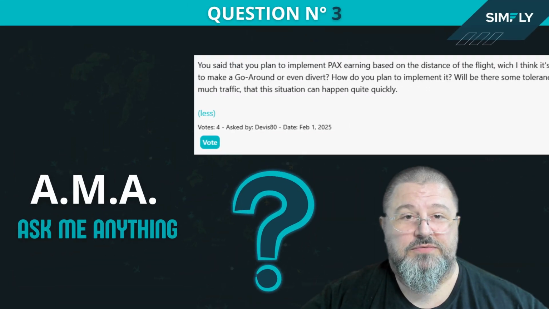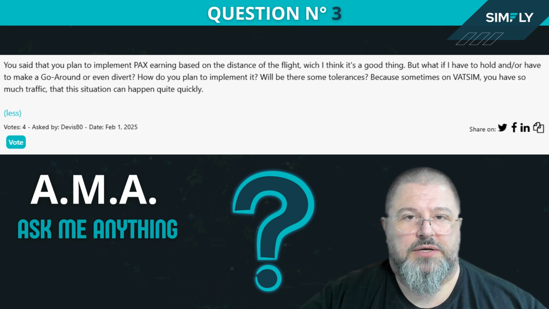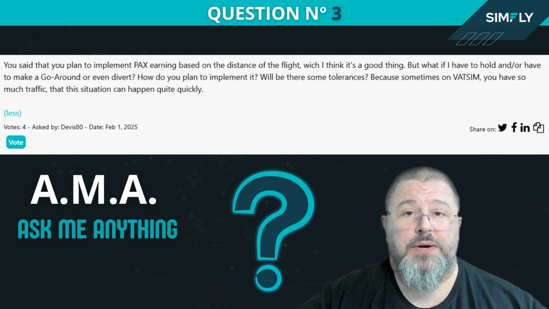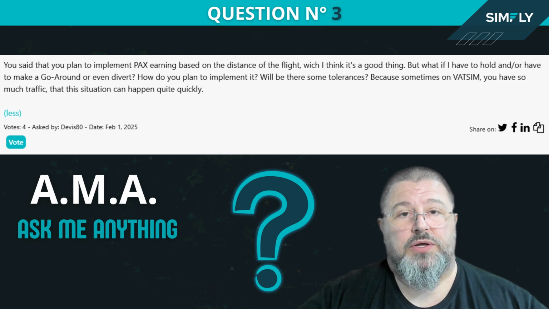Question number 3, which is being asked by Davis80, the 1st of February 2025. He has 4 votes, and Davis asked, "You said that you plan to implement PAX earning based on the distance of the flight, which I think is a good thing. But what if I have to hold or have to make a go around or even divert? How do you plan to implement it? Will there be some tolerance? Because sometimes on VATSIM you have so much traffic that the situation can happen quite quickly." Well, Davis, you make a fantastic point.